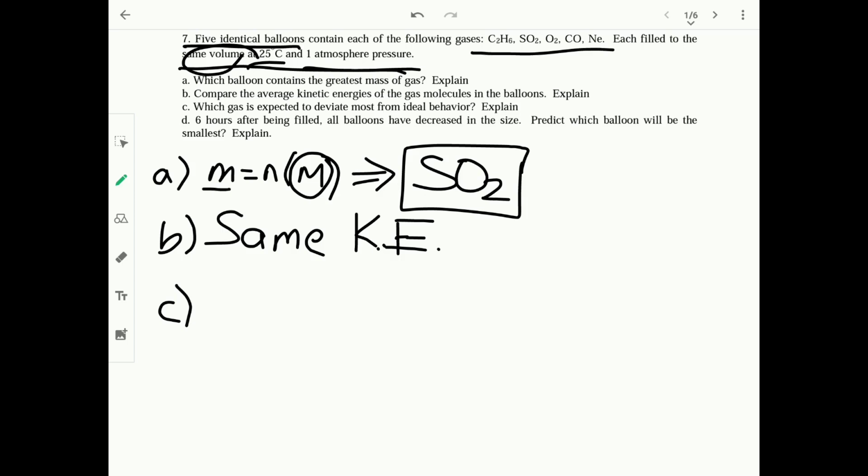So what do we mean by bigger in size? I mean bigger in molar mass. That's how you get bigger in size, right? And we just said in part A which has the highest molar mass, SO2. So SO2 is expected to deviate the most from ideal behavior.